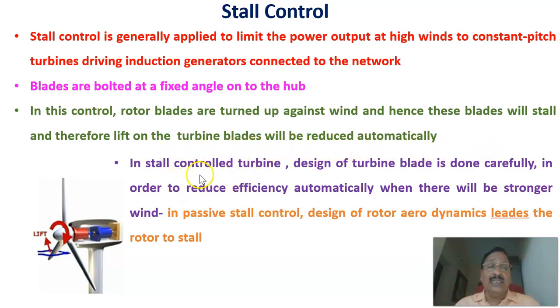In stall control turbine design, the turbine blade is designed carefully in order to reduce the efficiency automatically when there is a stronger wind. In passive stall control, the design of the rotor aerodynamics leads the rotor to stall. This is applicable when the wind speed is more than the allowed upper limit. Then this stall control will be active.